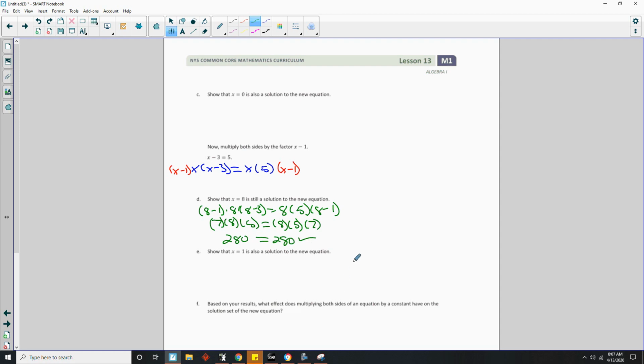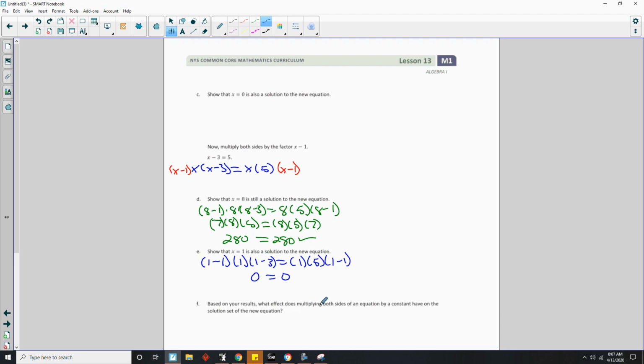Therefore it's true. Now part E says, show that x equals 1 is also a solution to the new equation. So if I put a 1 in for the x, it'd be 1 minus 1, times 1, times 1 minus 3 equals 1 times 5 times 1 minus 1. Well, that's going to be 0 times 1, and it doesn't matter what the rest is. 0 times anything is 0, and 0 times anything is 0, so we still get the same solution.